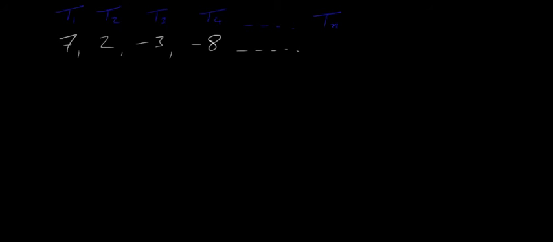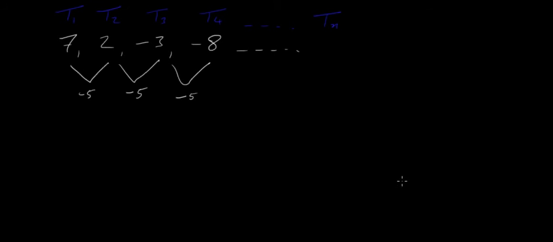So let's start again. Let's look at our common difference first of all. What is D here? What's our first change? Well, if I go from 7 to 2, I need to subtract 5. If I go from 2 to minus 3, again I'm subtracting 5. If I go from minus 3 to minus 8, subtract 5. So my common difference here, my first difference here is minus 5.